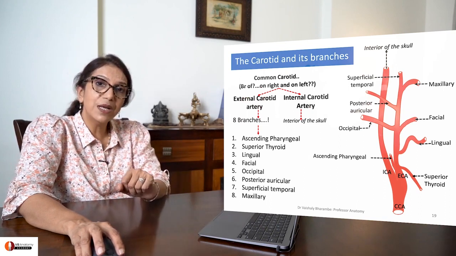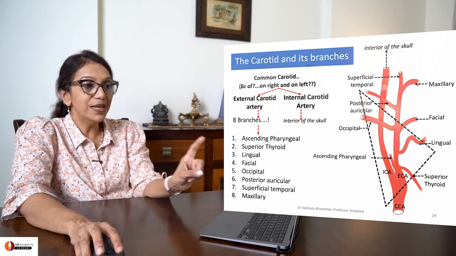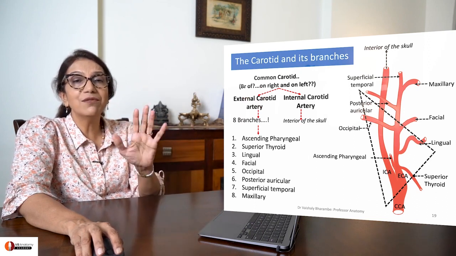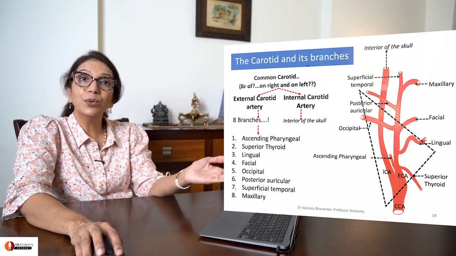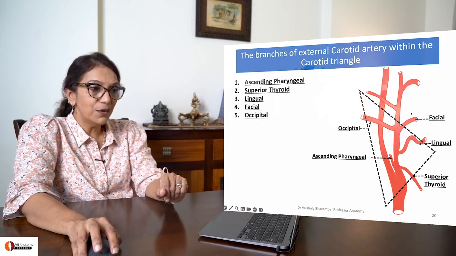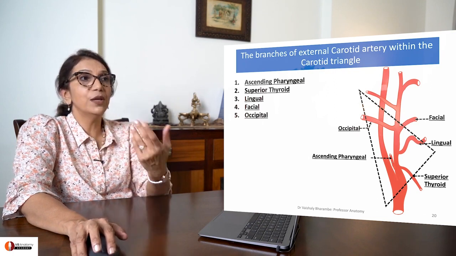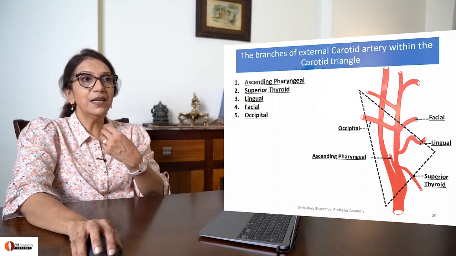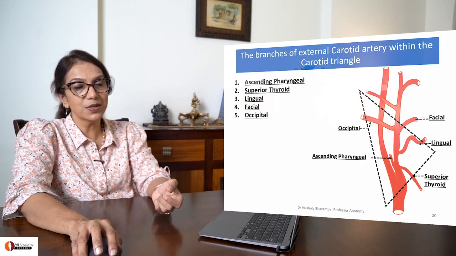But are all these 8 branches in your carotid triangle? No. Let's take a look. Now this here is your carotid triangle. Out of all these branches, only 5 are actually present in the carotid triangle. So let's study only those 5. These are my 5 arteries, ascending pharyngeal. Now here's your ascending pharyngeal. It's actually given off quite medially. So when you're dissecting, if you go looking for this artery, you may not find it easily. It ascends upwards along the wall of pharynx, supplying those muscles and structures around it.